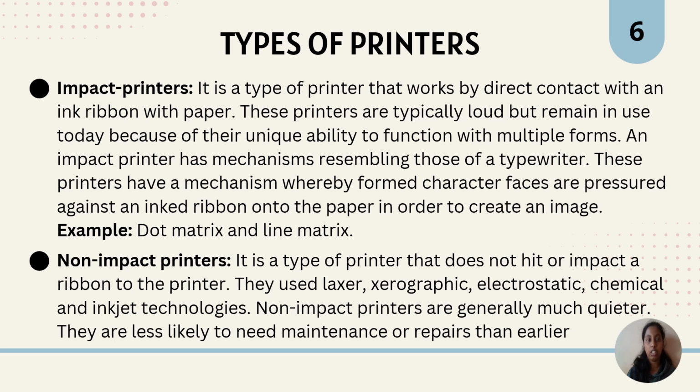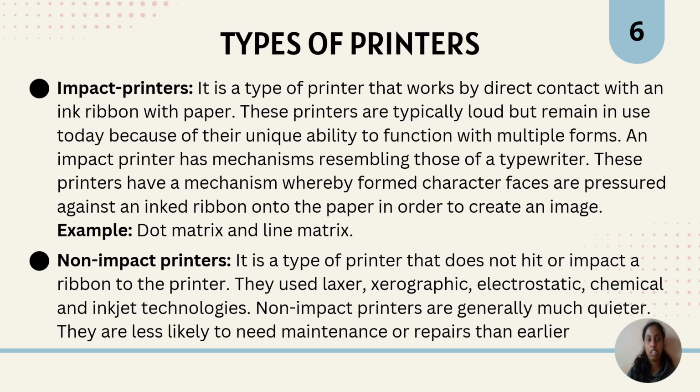Impact printers. It is a type of printer that works by direct contact of an ink ribbon with the paper. These printers are typically loud but remain in use today because of their unique ability to function with multiple forms. An impact printer has a mechanism resembling that of a typewriter. These printers have a mechanism whereby formed character faces are pressed against an inked ribbon onto the paper in order to create an image. Examples: dot matrix and line matrix.